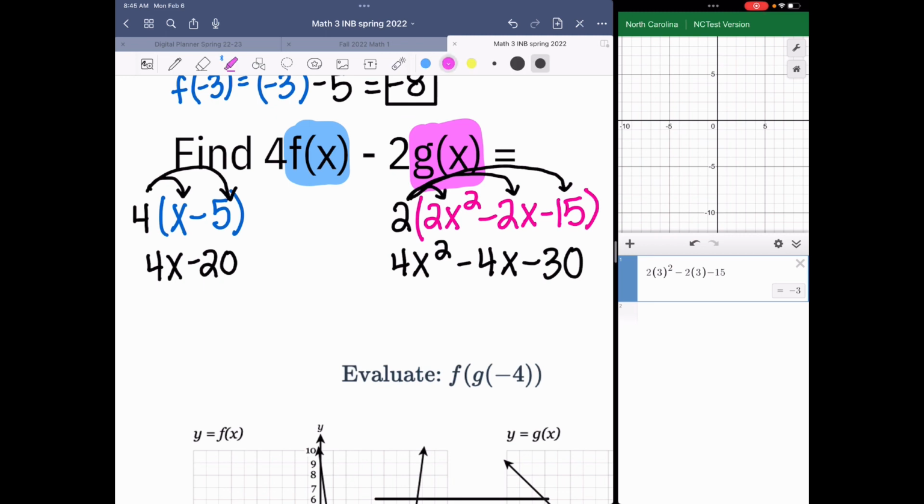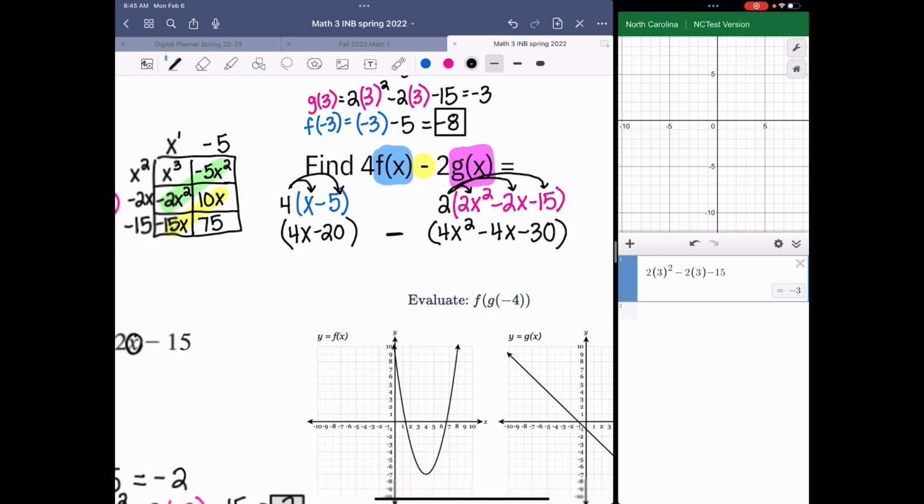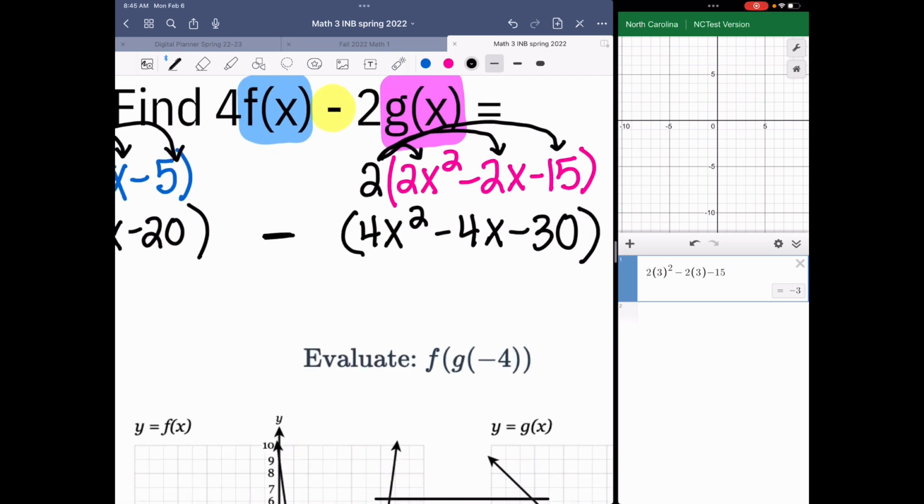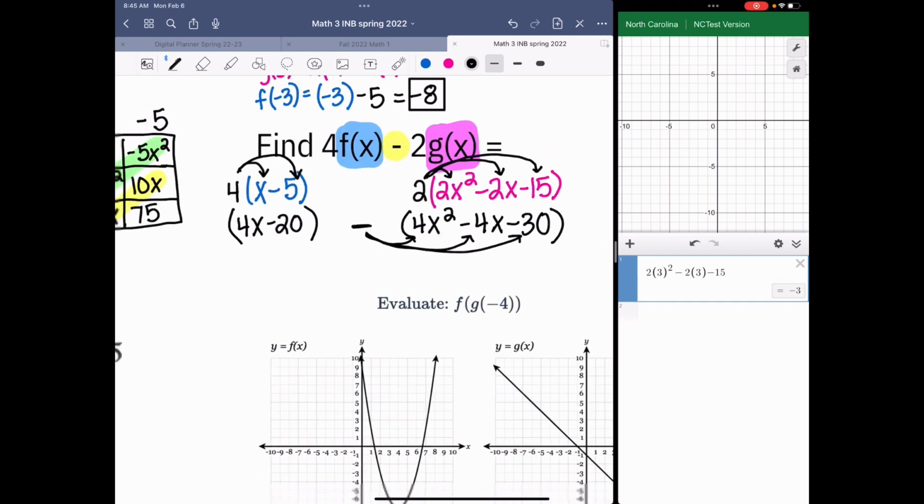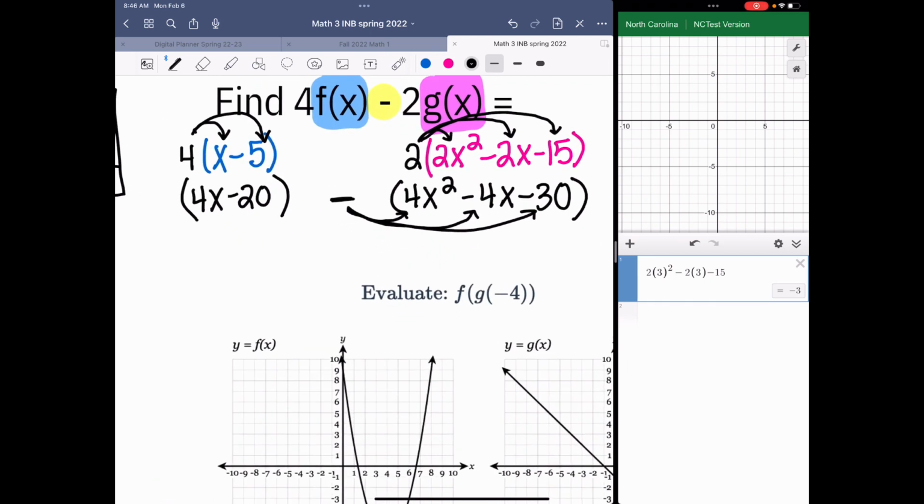Now here's the most important piece here. You have a minus sign. So when you subtract these two, you're subtracting this entire g piece that you just multiplied. So I would go ahead and distribute that negative like we did previously with subtraction. And then that's going to become 4x minus 20 plus negative 4x squared plus 4x plus 30.